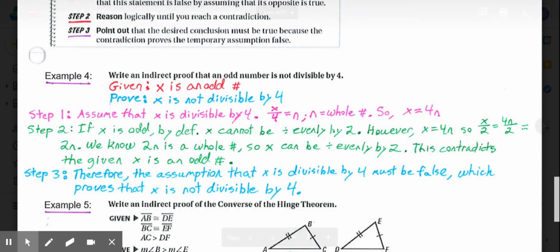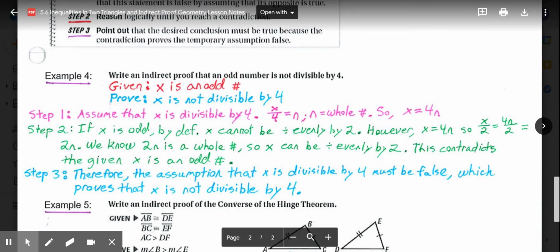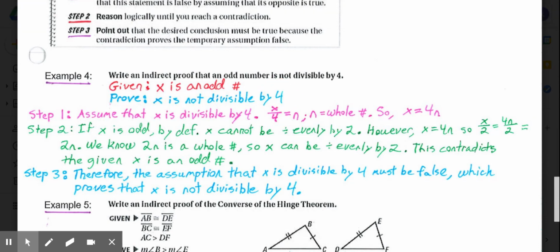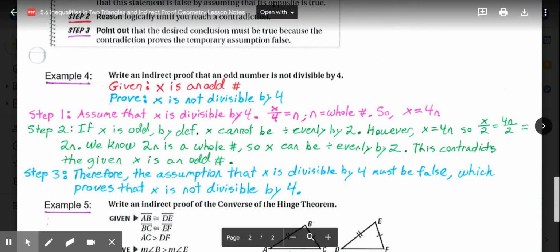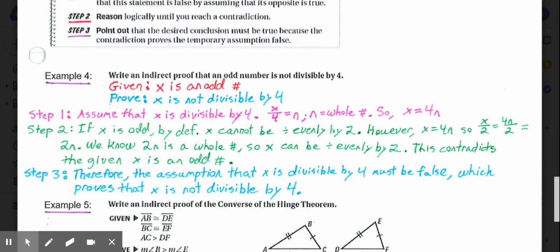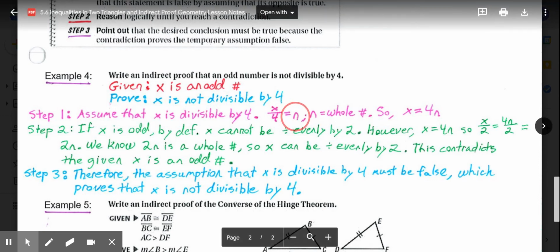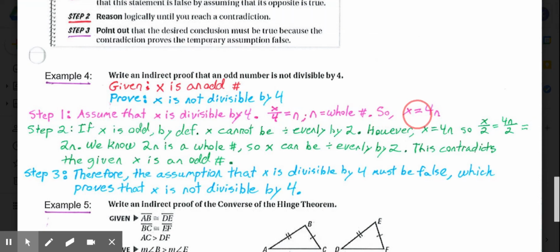So in step 1, we're going to assume the opposite of this conclusion, or the proof statement. So we're going to assume that x is divisible by 4. So x divided by 4 will give us some sort of whole number n, or whatever variable you want to use. So in that case, n being a whole number, x divided by 4 is n, meaning x would equal 4 times n. Just breaking it down a little.